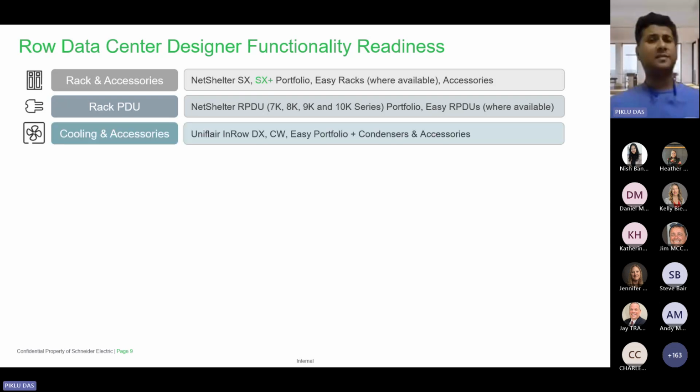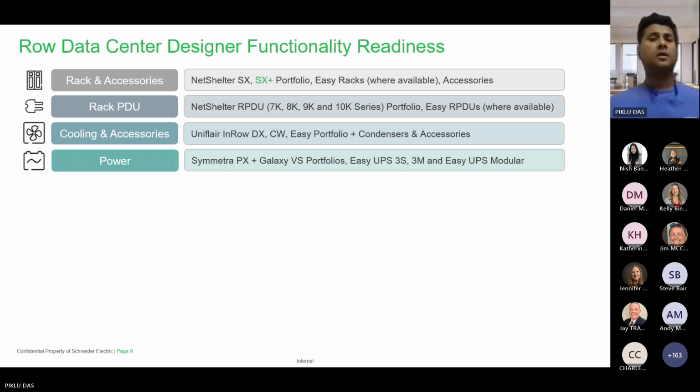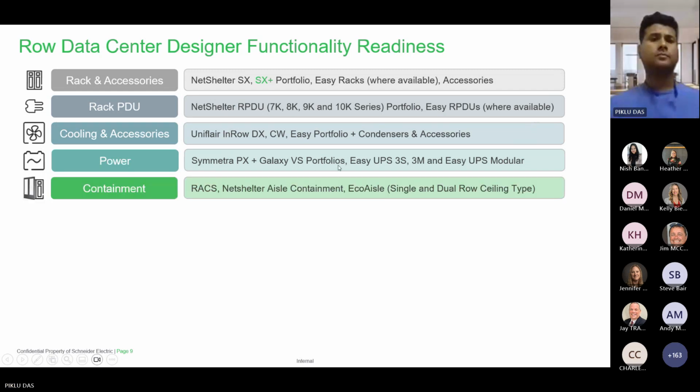Then for the cooling and accessories, we have the indoor direct expansion, chilled water. In the power, now we have migrated all the power products that we had in the ISX Designer. Today in the demo, you will see along with the Symmetra PX that we have today, we have also migrated the power distribution unit and also the Galaxy Symmetra PX 250 and 500 kW units. Along with that, we also have the Galaxy VS portfolio for now.